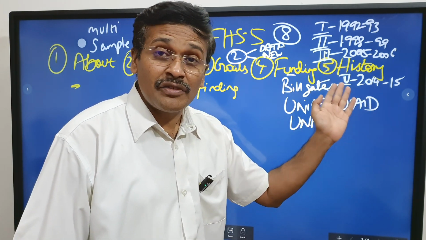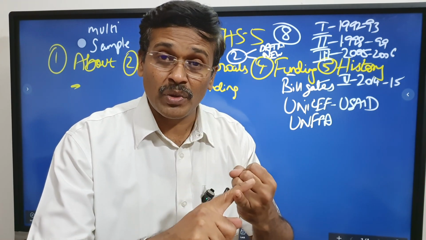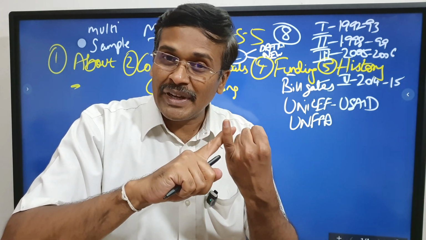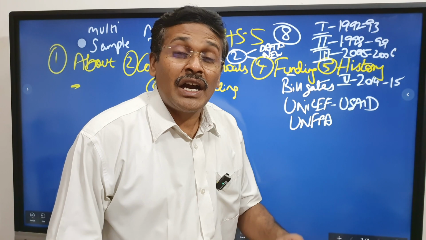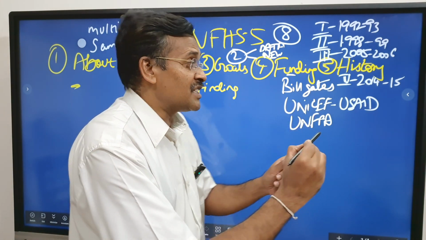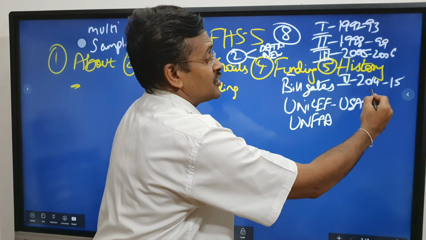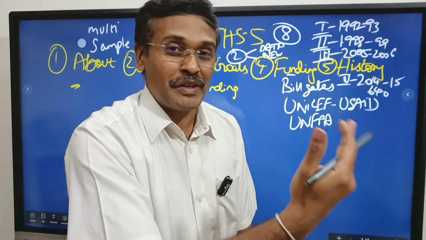Actually, the specialty of the last NFHS 4 is that it is the first NFHS which covered all the states plus all the union territories. All the 29 states, 6 union territories are covered under NFHS 4. And for the first time in NFHS, district level data was collected only from NFHS 4. 640 districts data was available because of NFHS 4.